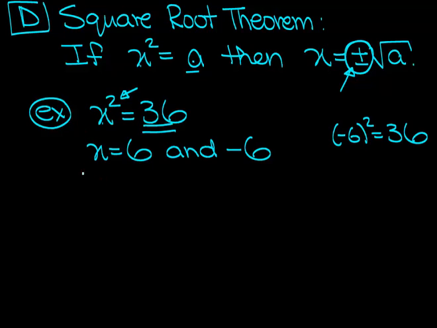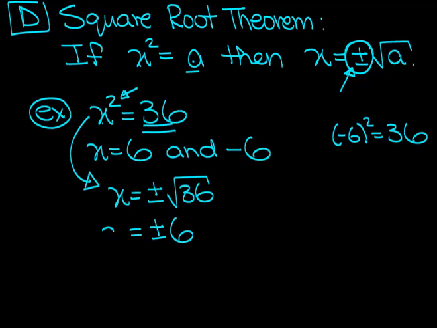So in this case, we could have done this faster. Instead of trial and error, we could have said x is equal to plus or minus square root of 36. And we know that square root of 36 is just 6, so that is my answer. I get two answers, plus 6 and minus 6. So please do not forget to do the plus or minus when you use the square root theorem. It's a common thing that students always forget.